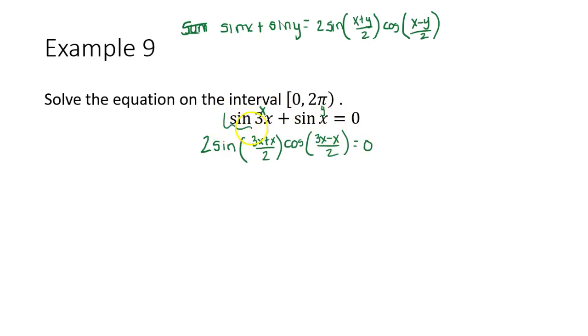All right, so we translated this whole thing right here using this formula into what we have right down here. Let's simplify our angles just a little bit. We have 2 times the sine, 3x plus 1x, that's 4x, and 4x divided by 2 is going to give me 2x. Over here, 3x minus x, that's 2x, and 2x divided by 2 is going to give me 1x, or just plain old x. Now we have 2 times the sine of 2x times the cosine of x equal to 0.